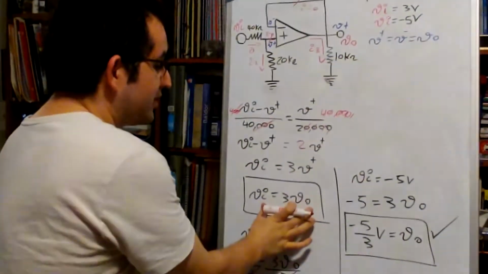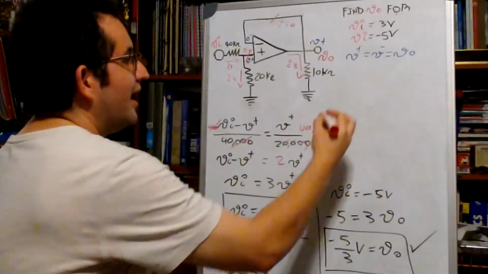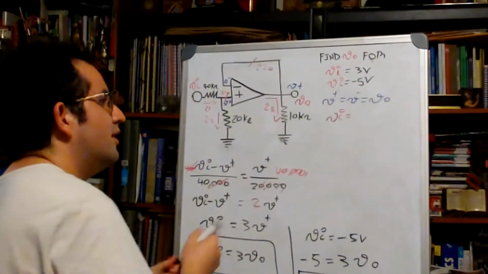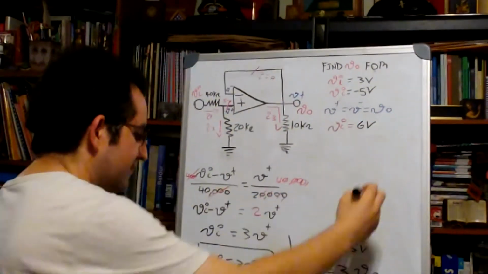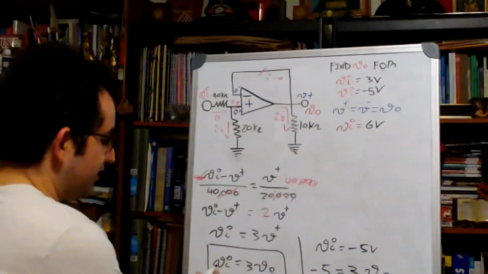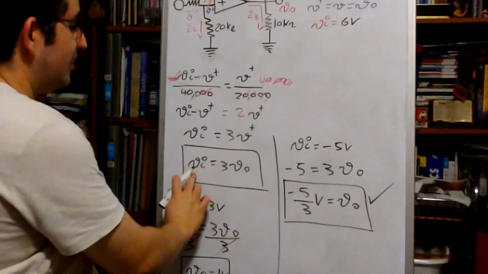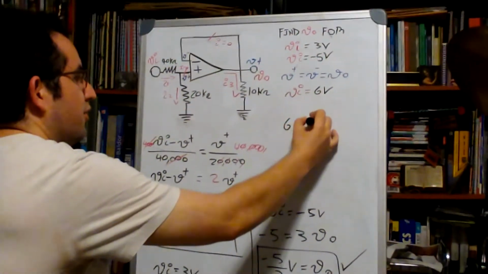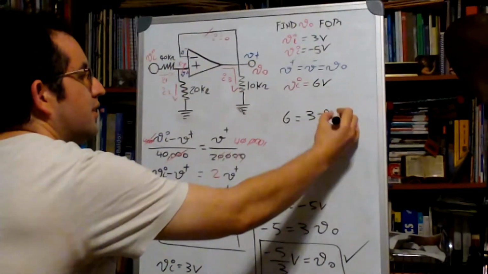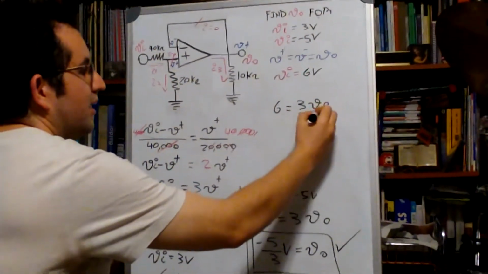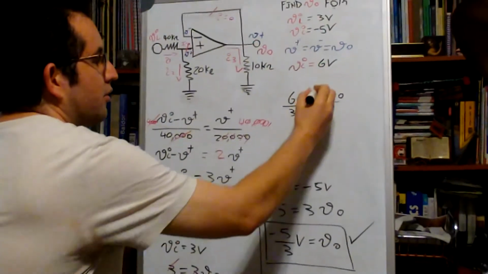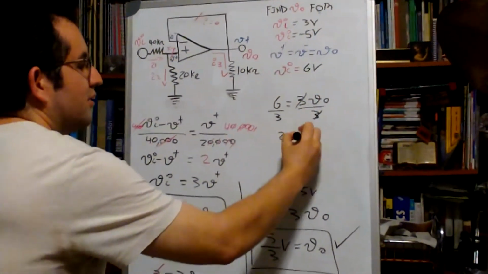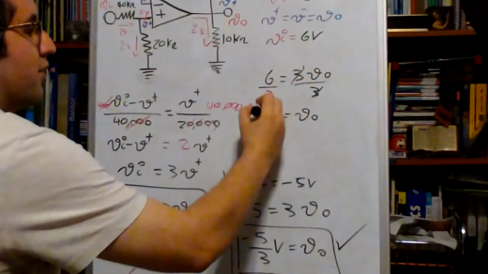So having this equation allows us to plug in any input voltage that we want. For example, say 6 volts. So we come to this equation and we say Vi is 6. So 6 is equal to 3 Vo. So we divide by 3 on both sides and we get 2 is equal to Vo for that specific case.